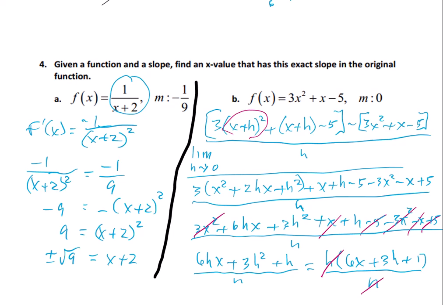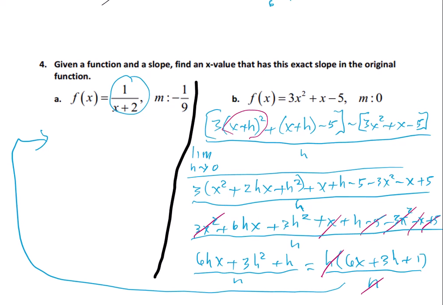Let me clear out some more room. So we're coming up here on this other side. I've got 6x plus 3h plus 1. Okay, now as h is going to 0, what does that give me? Well, this term right here would go away. So that's going to give me 6x plus 1, which is our f prime. That's our derivative of x. Again, that's a function.